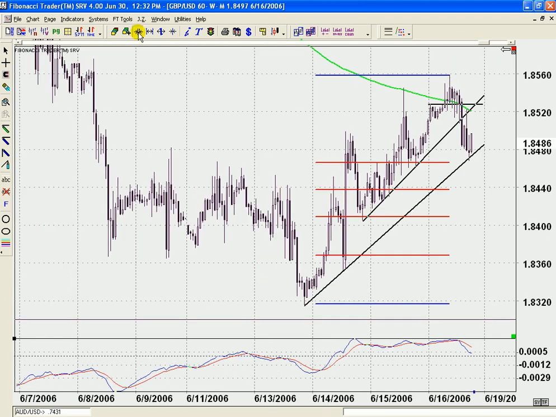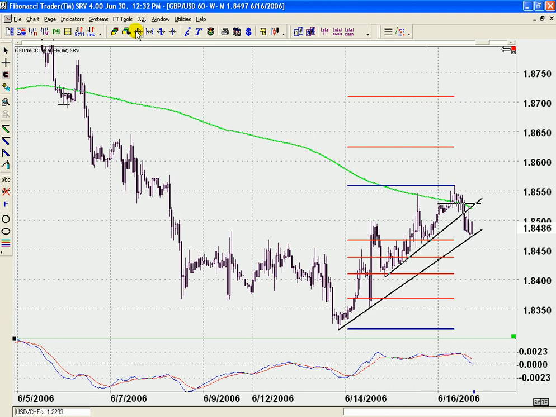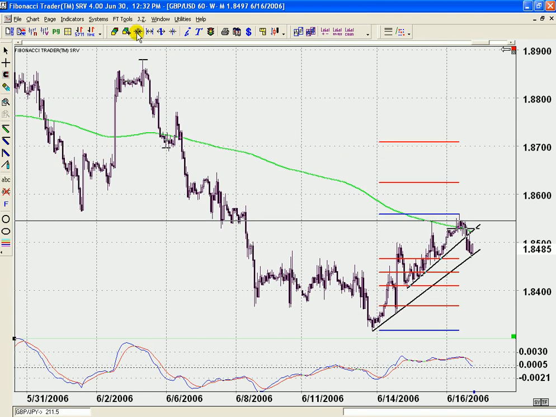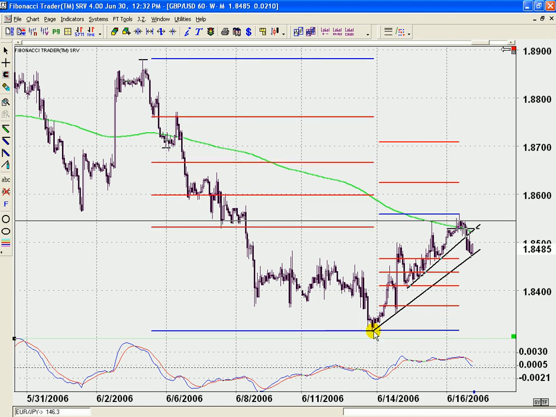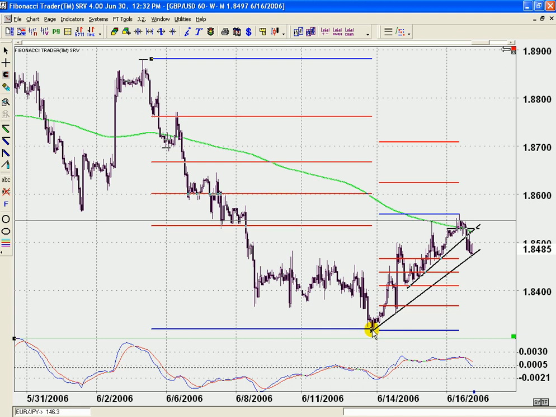And if we look back in time, we will see that there is a very important level of support here just below 85.50. And let's look back a little bit further. We'll take our Fibonacci's and we'll draw them from this high down to this low.